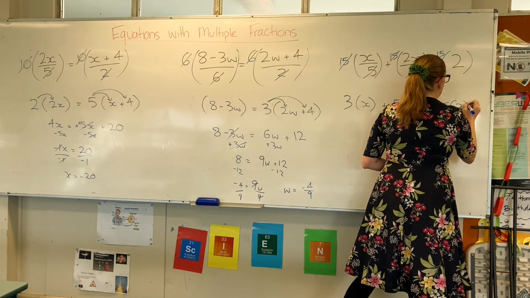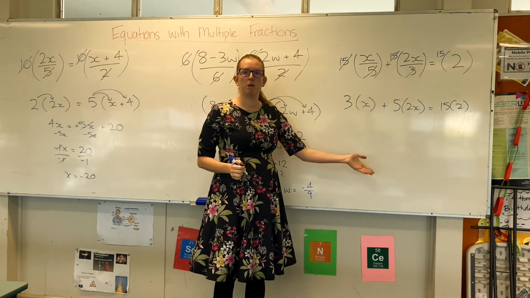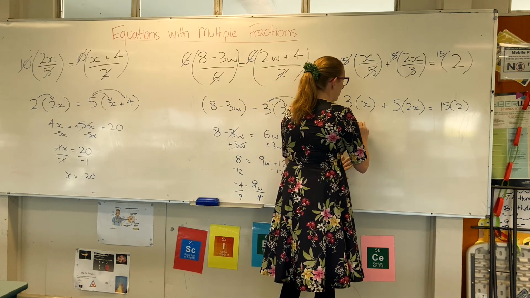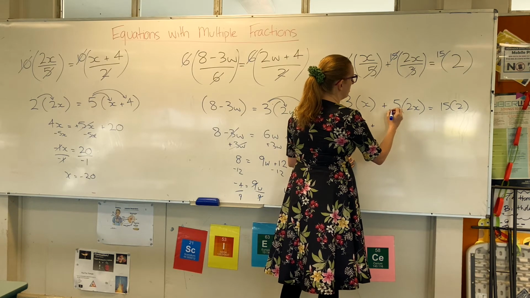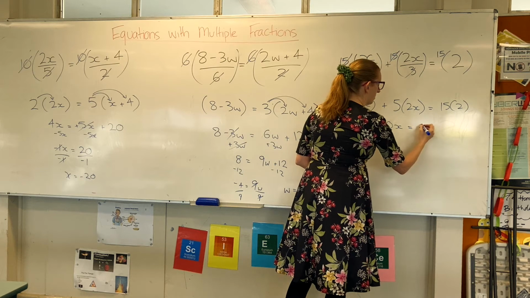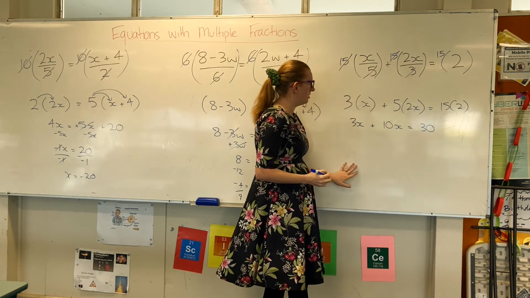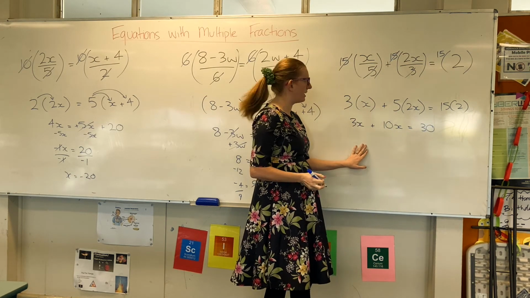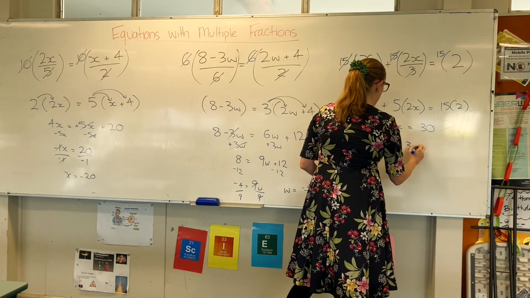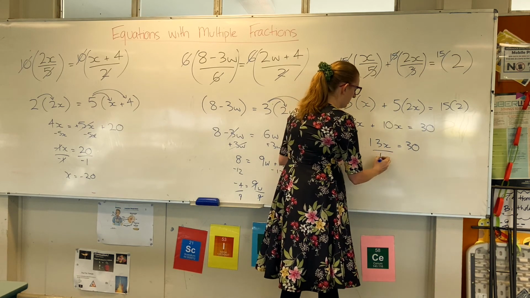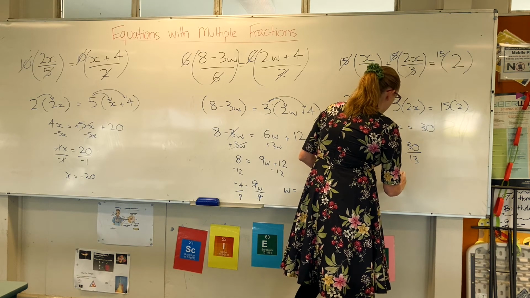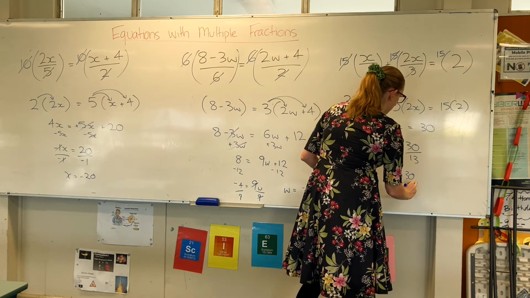15 brackets 2. Cool. Now I can expand my brackets because there's no longer any fractions in there. So this just becomes 3x. This becomes 5 2s are 10, 10x, and 15 times 2 is 30. Cool. So now I've got some like terms here that I can add. So this gives me 13x is equal to 30. Have to divide by 13, both sides. So they cancel out. So I've got x is equal to 30 over 13.